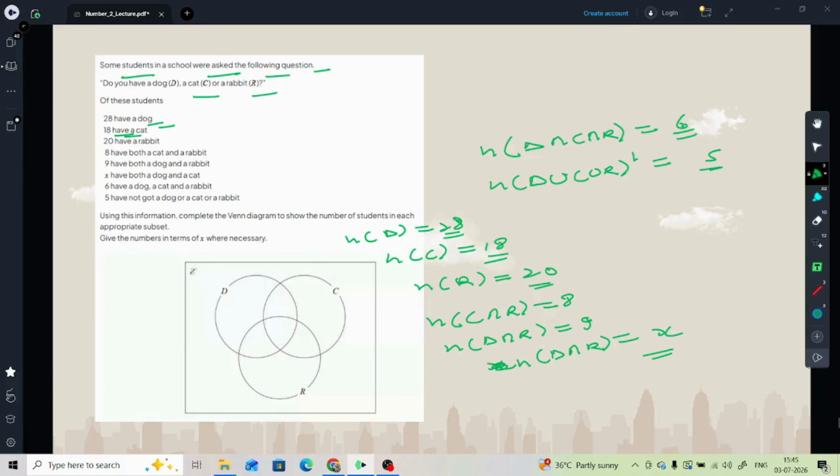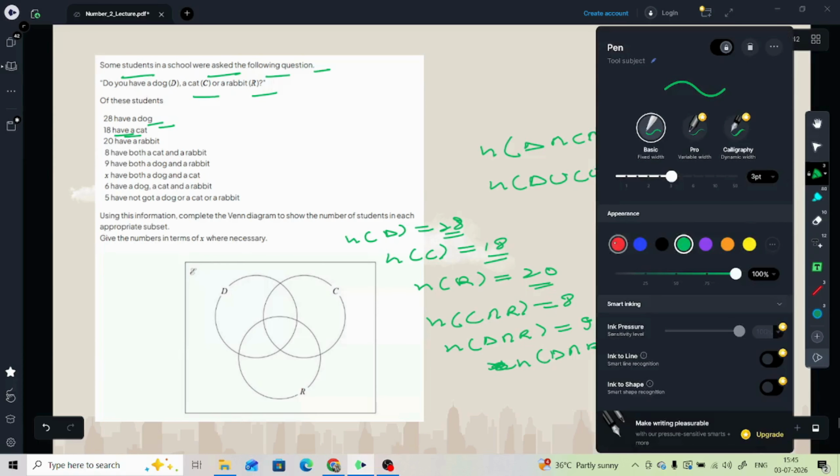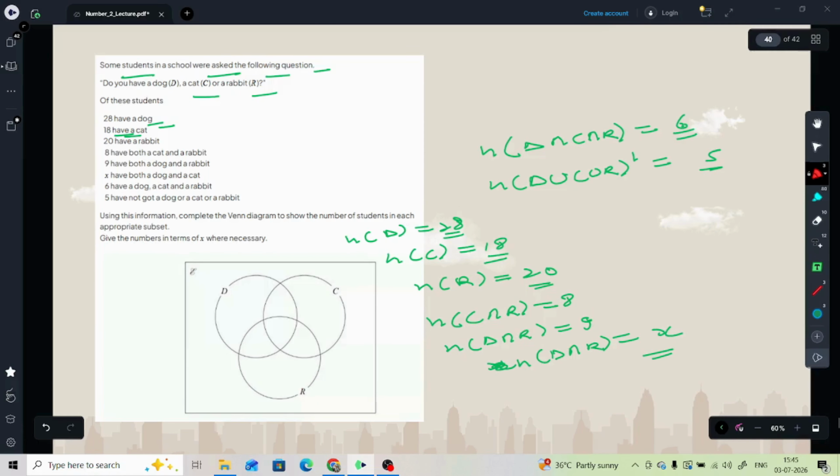Okay, so using this information, you have to just mark out the answers. Very easy question, again, I'm telling you. It may look very tough initially, but if you start marking it up very carefully, you will get the answer. So the number of elements in D is 28.